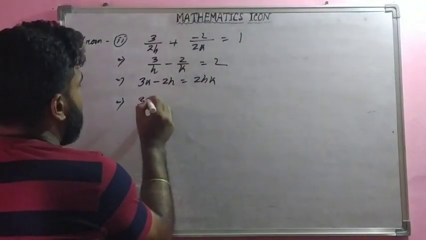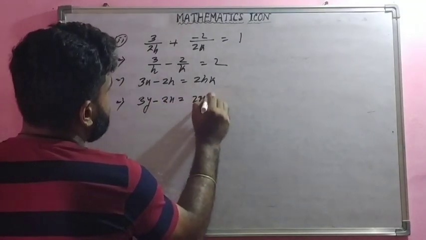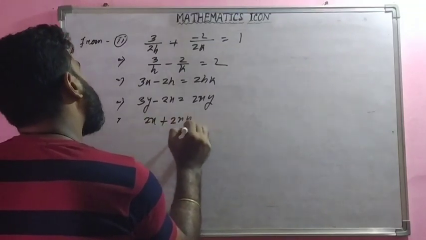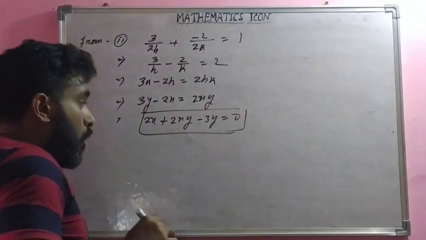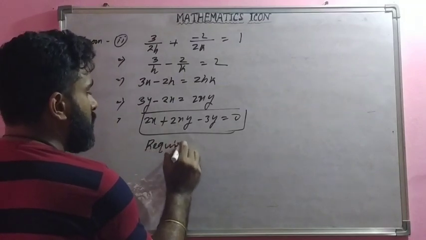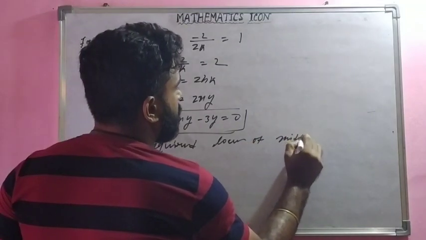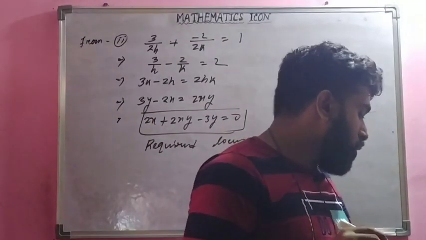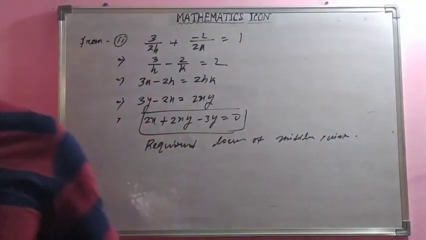तो 3y - 2x = 2xy. सो दैट मीन्स 2x + 2xy - 3y = 0. सो ये होगा आपका रिक्वायर्ड लोकस ऑफ द पॉइंट. रिक्वायर्ड लोकस मतलब जो रास्ता है ना, रास्ते का इक्वेशन ये मिला, रिक्वायर्ड लोकस ऑफ मिडल पॉइंट. वेरी इंपॉर्टेंट, वेरी इंटरेस्टिंग ऑल्सो.